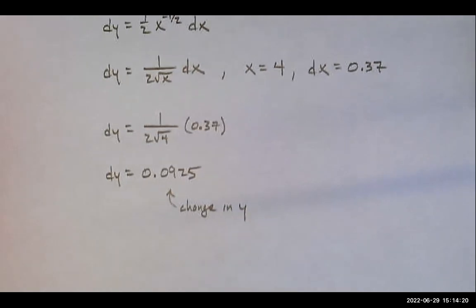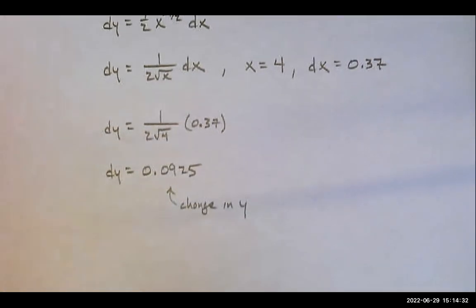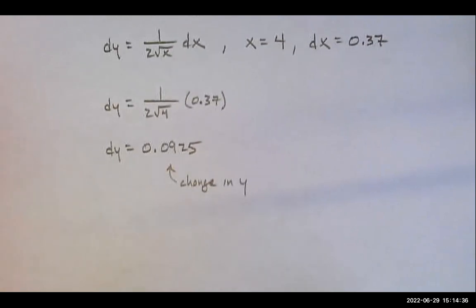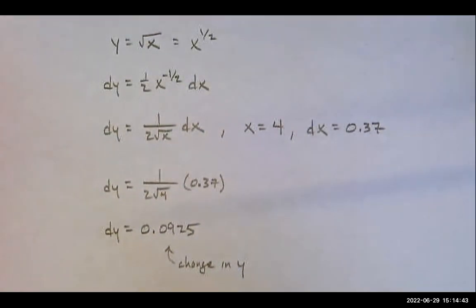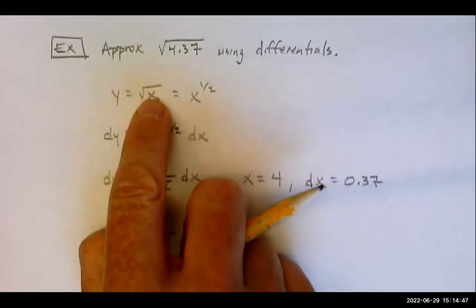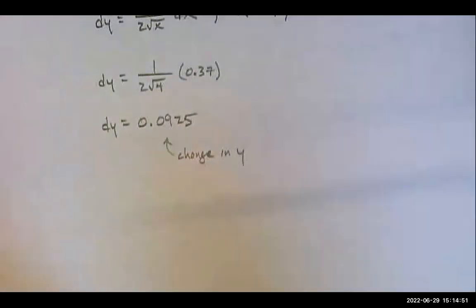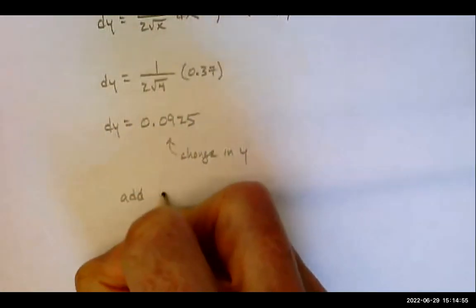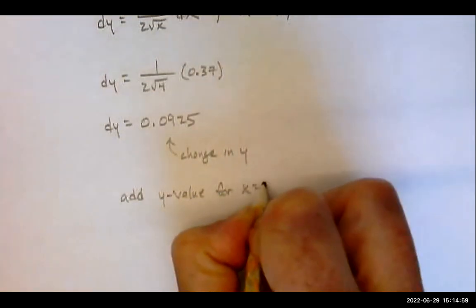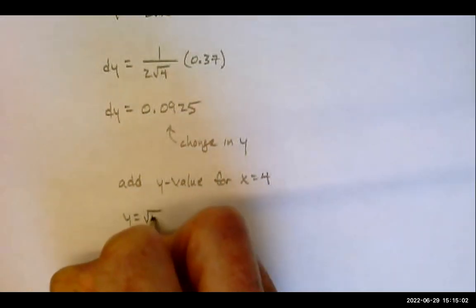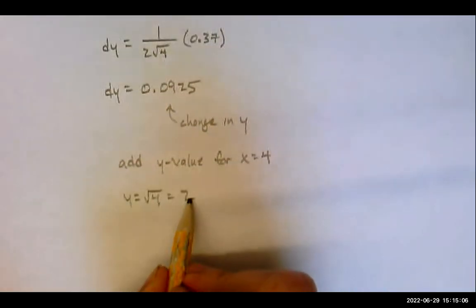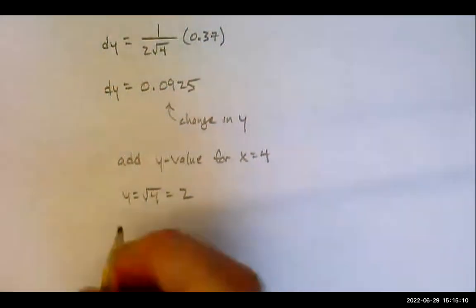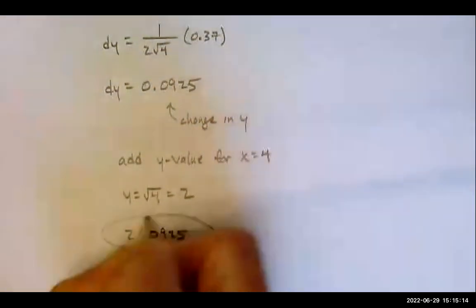In a minute, I'm going to draw you a picture kind of like that differential picture that we did a second ago with the triangle. It will explain what this is, and why that's the change in y. To get the final answer, what are we going to do? We're going to take this change in y and add what would have been the original y value. If we have y equals square root x and we took x to be 4, add the y value for x equals 4. For us, that was y equals square root of 4, which was 2. So we're going to take 2 plus 0.0925. That means our final answer is 2.0925. It's the same answer we got before.